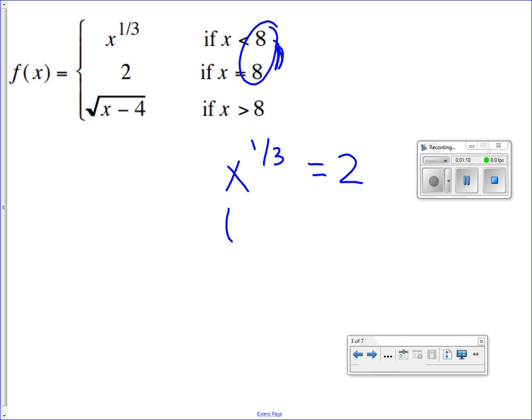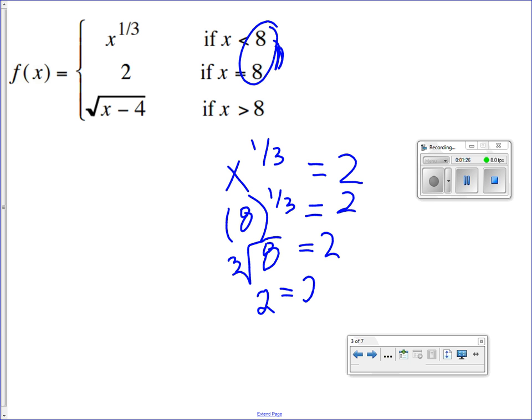So now we're going to substitute 8 into x. 8 to the 1/3 power. The 1/3 power is the same thing as the cube root of 8. So it means what to the 3rd power gives you 8. And that's positive 2. Since they're equal, it's continuous at that breakpoint.